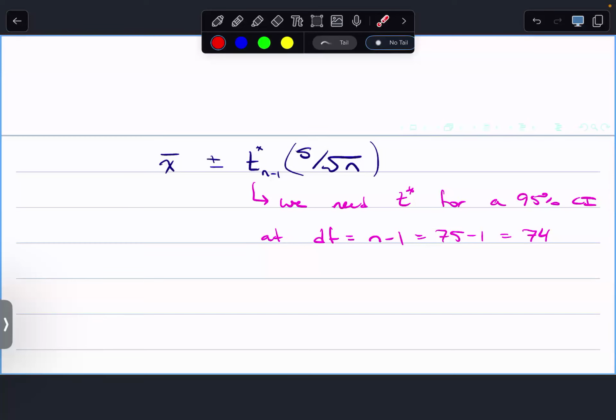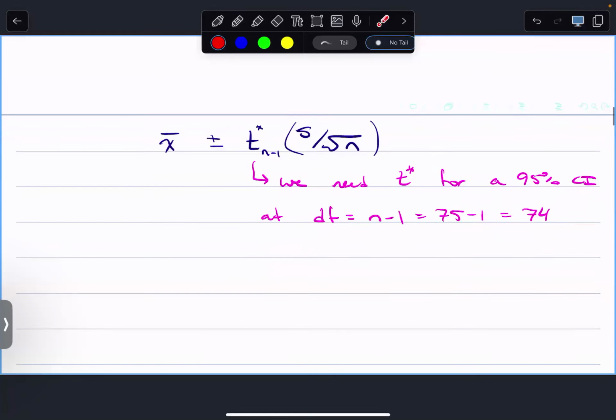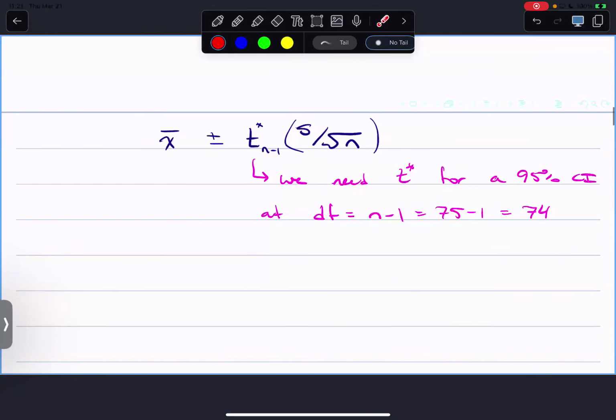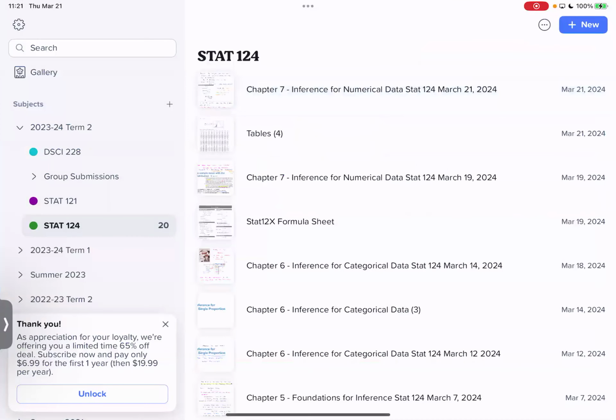Anyways, it feels excessive, but just tell me everything that you're doing, thinking, feeling on the test so I can follow along. Now, I happen to know that there is no 74 degrees of freedom line on the table, but that's okay.